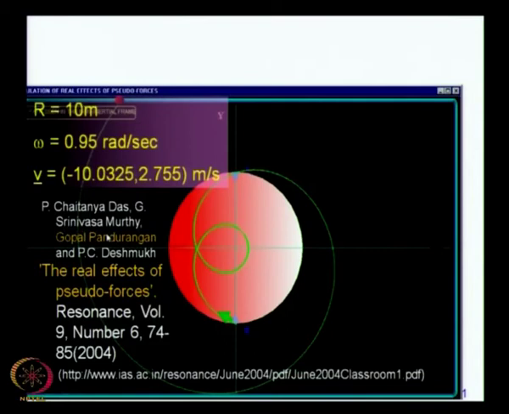And if an object is thrown, what the software allows you to do is to select the angular speed of rotation and also the velocity. So, it sets an xy frame, and in the xy frame you can select the x component and the y component, and here is the result when they chose their x component to be -10.0325 meters per second and the y component to be 2.755 meters per second, with an angular speed of 0.95 radians per second.